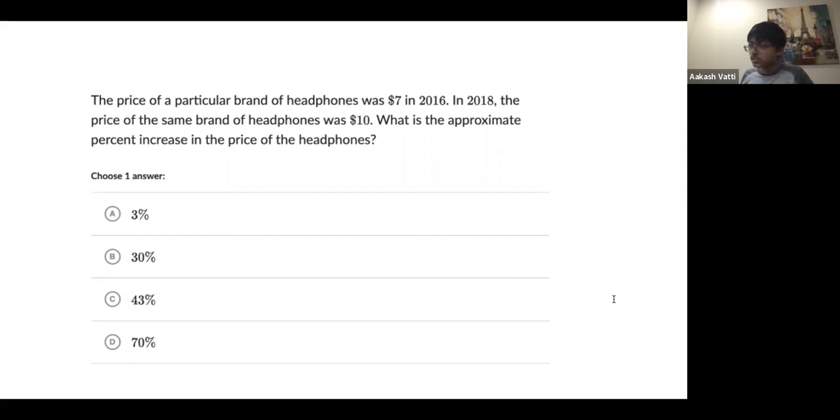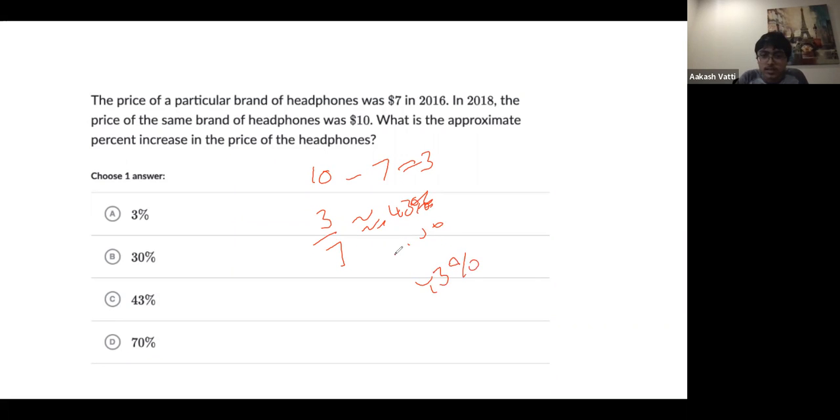All right. So for this one, you're given $7 as your particular price. And the same price increased to $10 later. So for a percentage increase, you do the amount that it became minus what it originally was, which is $3. Then you do $3 over 7 because that's how much it increased by, which is around, I believe, 43%. It's like 0.43, which times 100 is 43%.